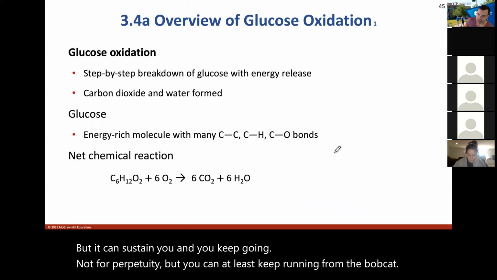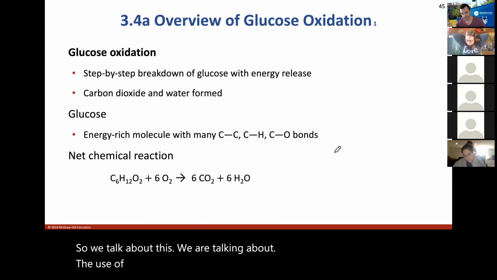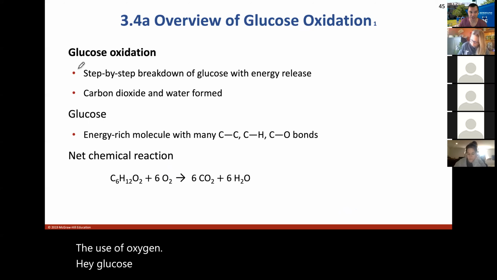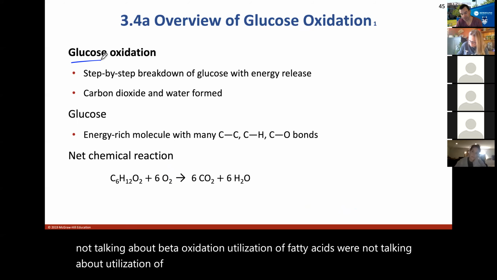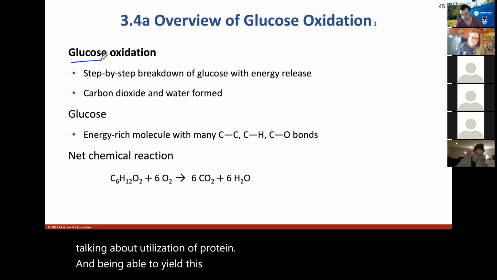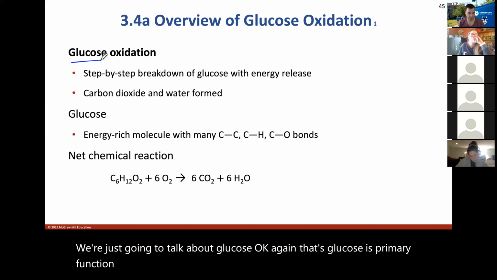So when we talk about this, we are talking about the use of oxygen. Okay, glucose oxidation. Again, primarily, we're just talking about glucose. We're not talking about beta oxidation, the utilization of fatty acids. We're not talking about the utilization of protein and being able to yield this energy. We're just going to be talking about glucose. Again, that's glucose's primary function, is to provide the body with energy.